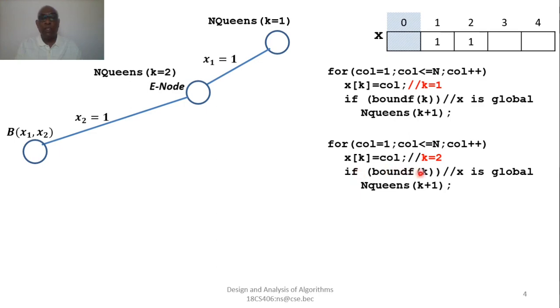So that completes the execution of the if statement, and the next statement that would be executed would be to go back to the for loop and execute the body of the for loop with the next value of call. And what is the next value of call? The next value of call is 2, which means that a node is created now with the value of x2 equal to 2.